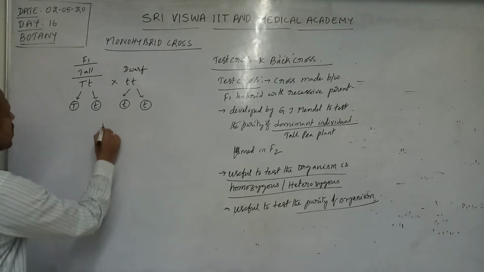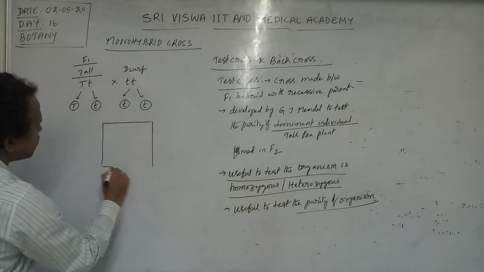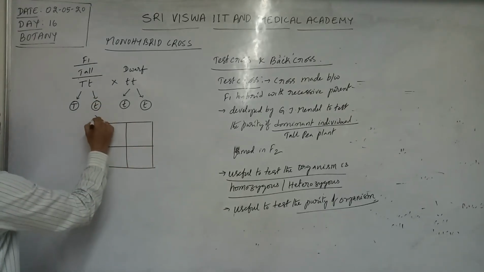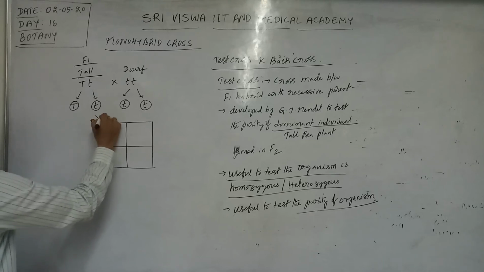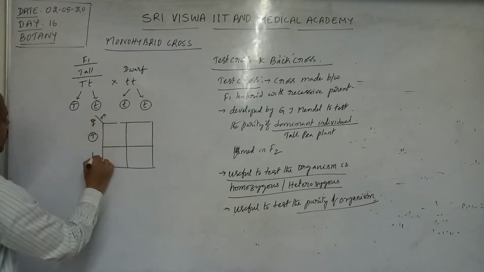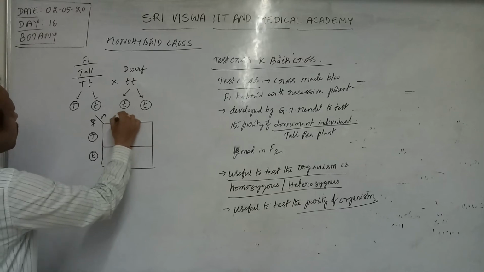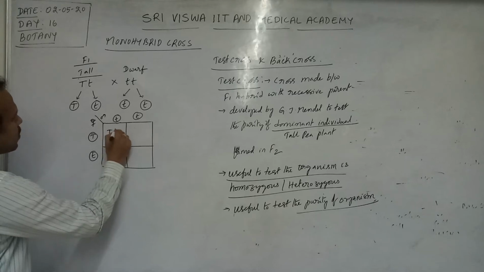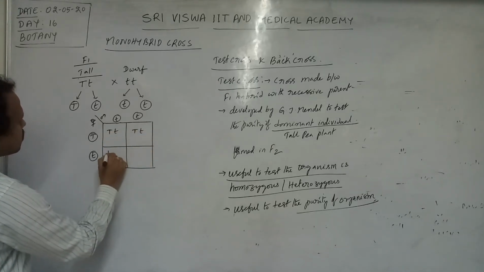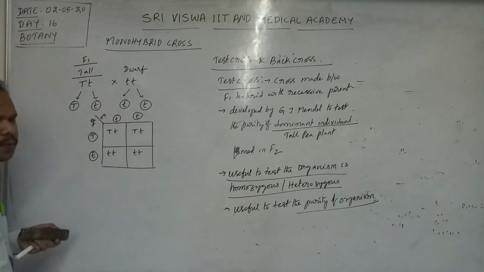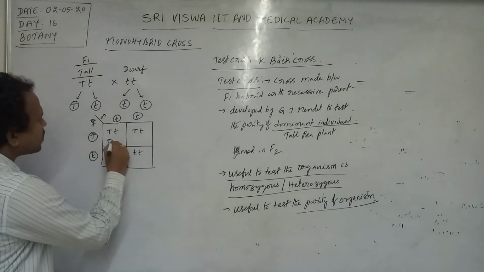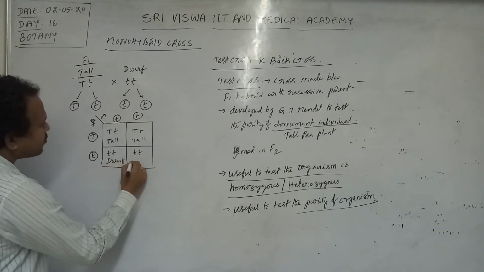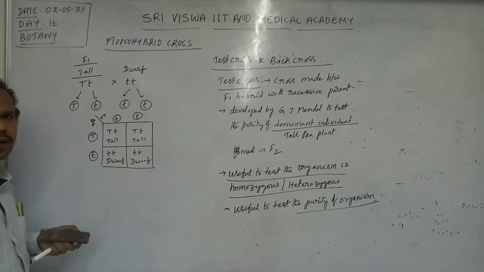When fertilization takes place between these gametes, it results in the formation of different types of combinations. Say these are the female gametes and these are male gametes: capital T female gamete, small t female gamete, small t male gamete, small t male gamete. Then possible combinations: capital T small t, capital T small t, small t small t, small t small t. Then what about the phenotype? Capital T small t tall, capital T small t tall, small t small t dwarf, small t small t dwarf.